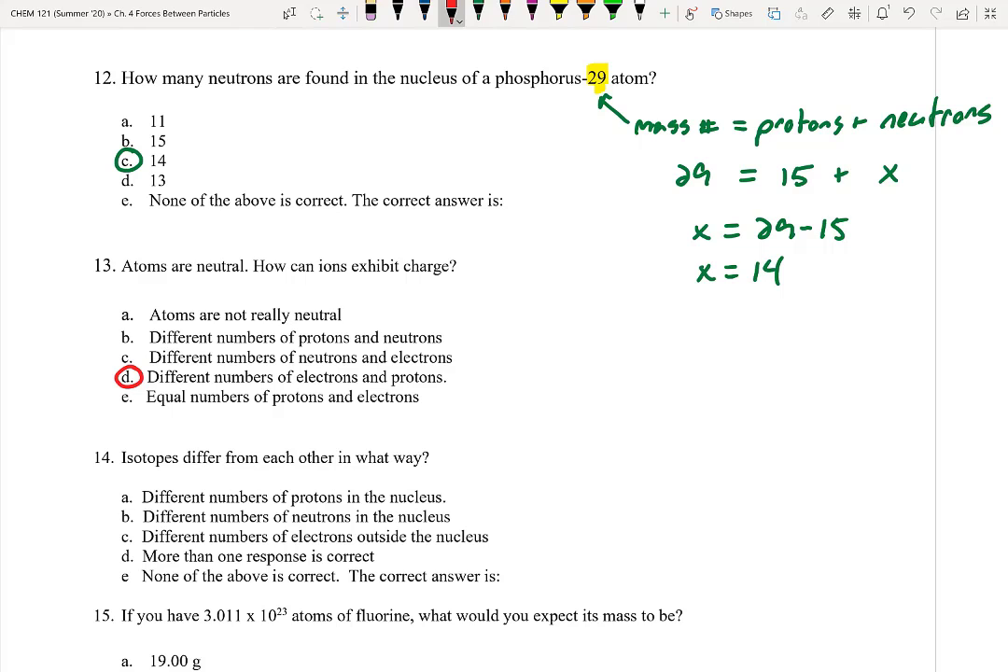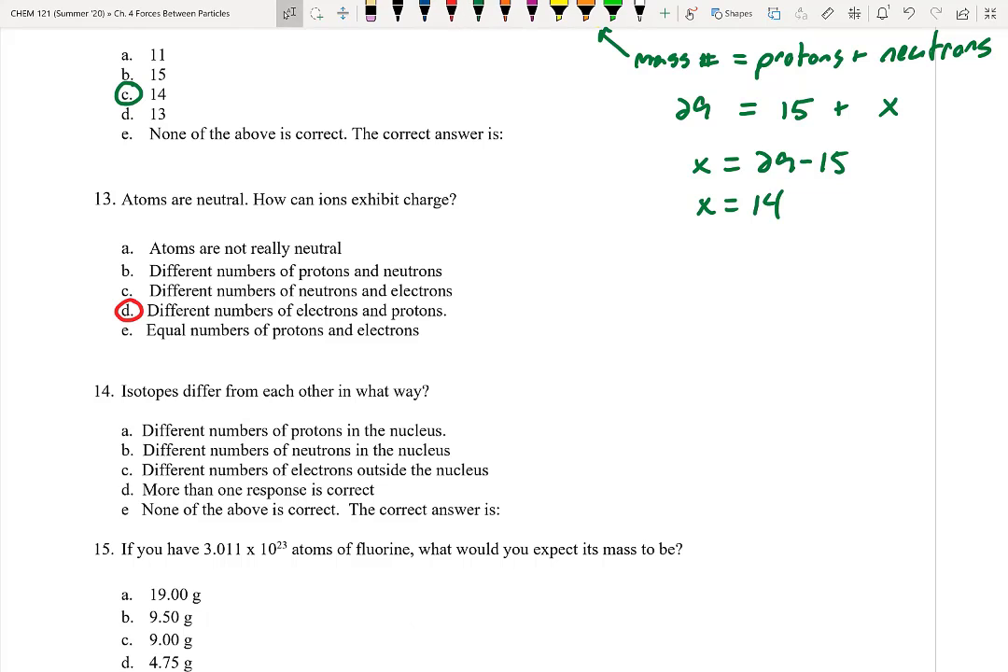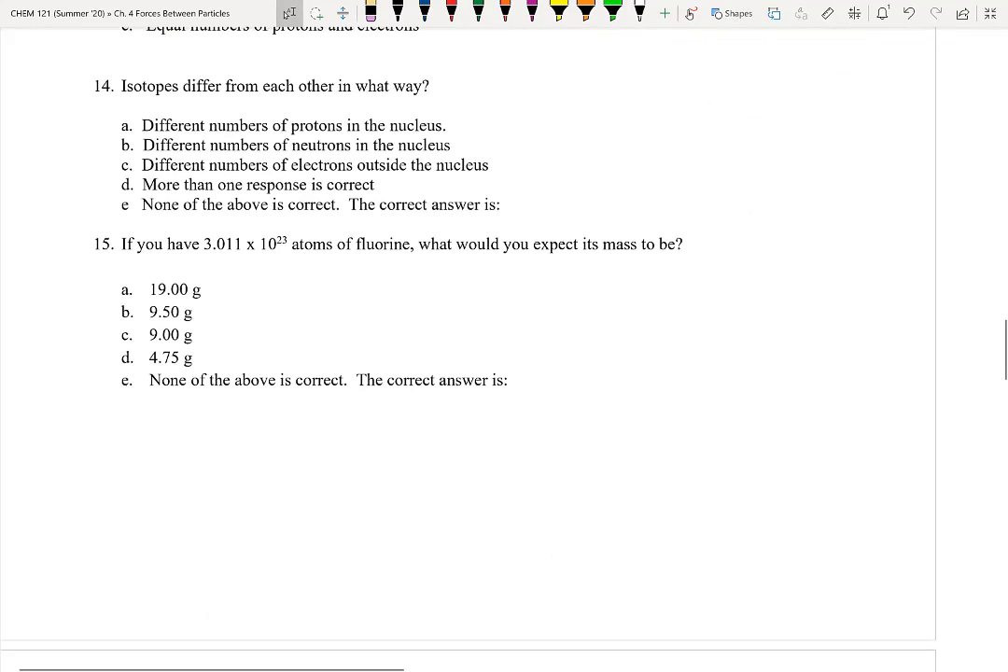Make sense? I'm going to assume the silence is yes, unless somebody chimes in. I miss teaching in person.